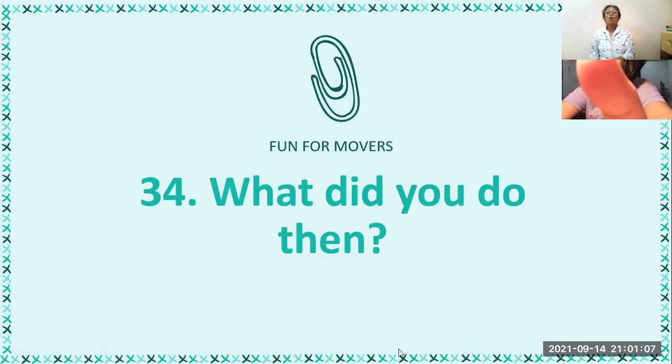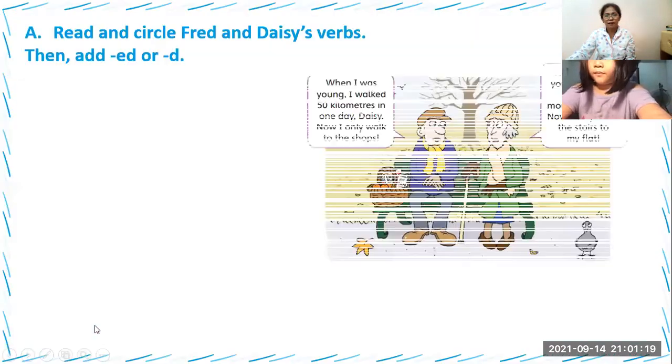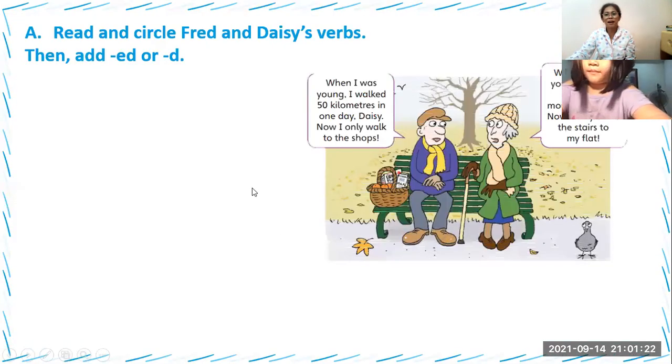Okay, now, what did you do then? Okay. So we have here, oh, look at this one. Read and circle Fred and Daisy's verbs ending in d, ed, or d. Okay, Moon, look at this one.